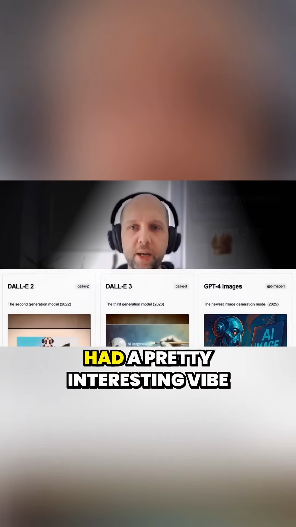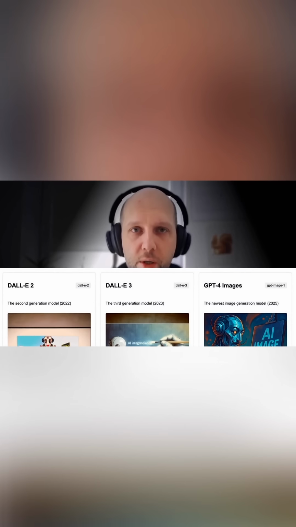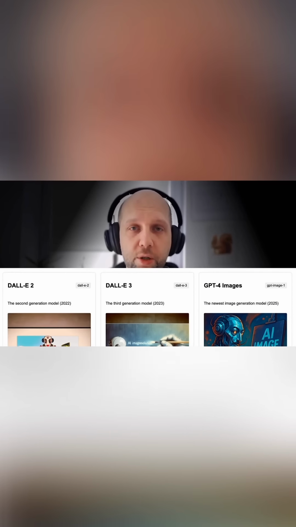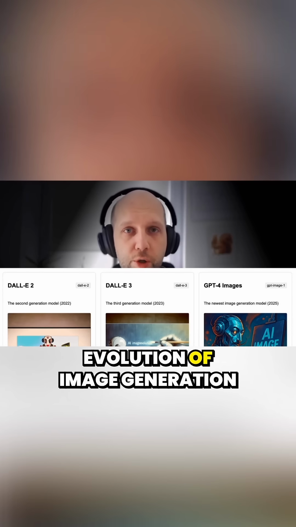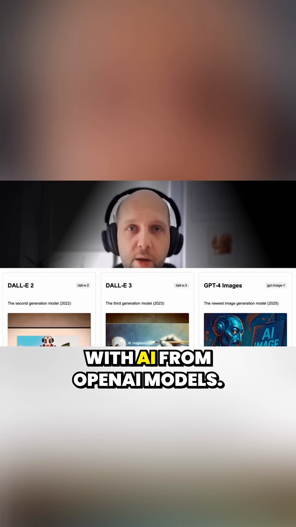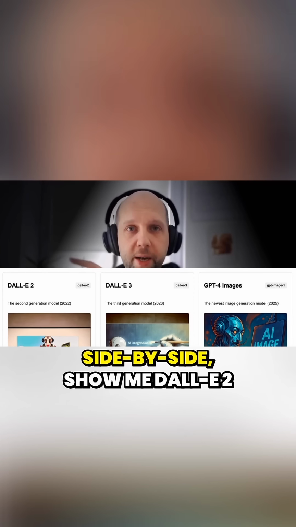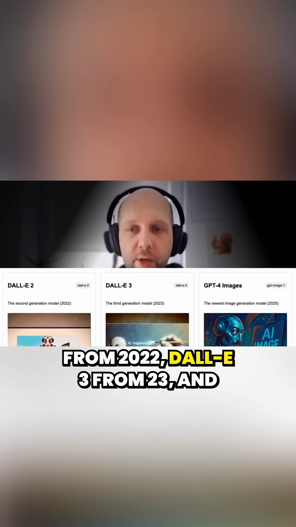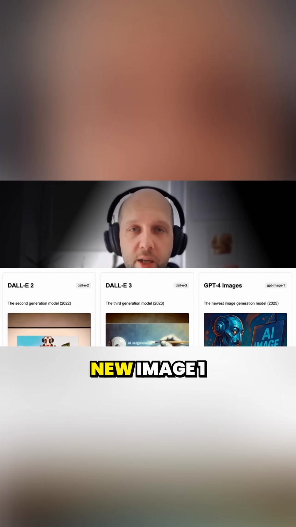Well, recently I had a pretty interesting vibe coding session where I asked Claude with Desktop Commander, "Hey, create for me an application that would allow me to compare the evolution of image generation with AI from OpenAI models side by side. Show me DALL-E 2 from 2022, DALL-E 3 from '23, and the new image 1."